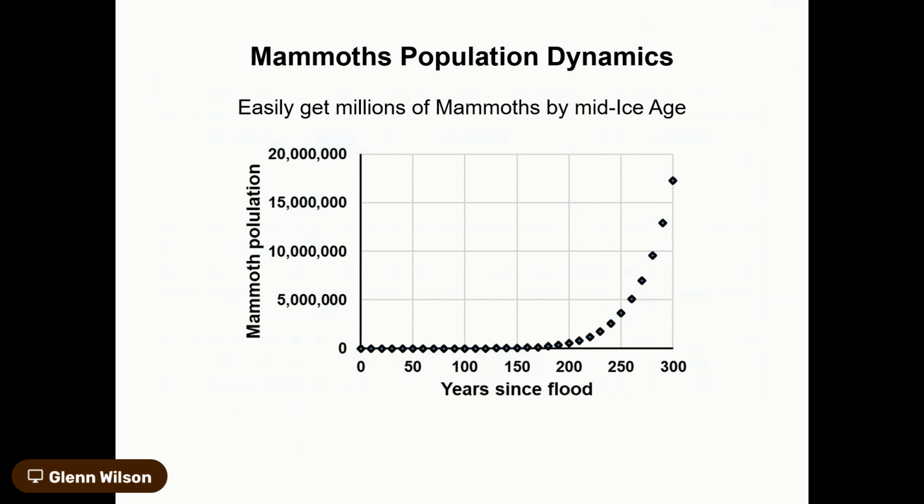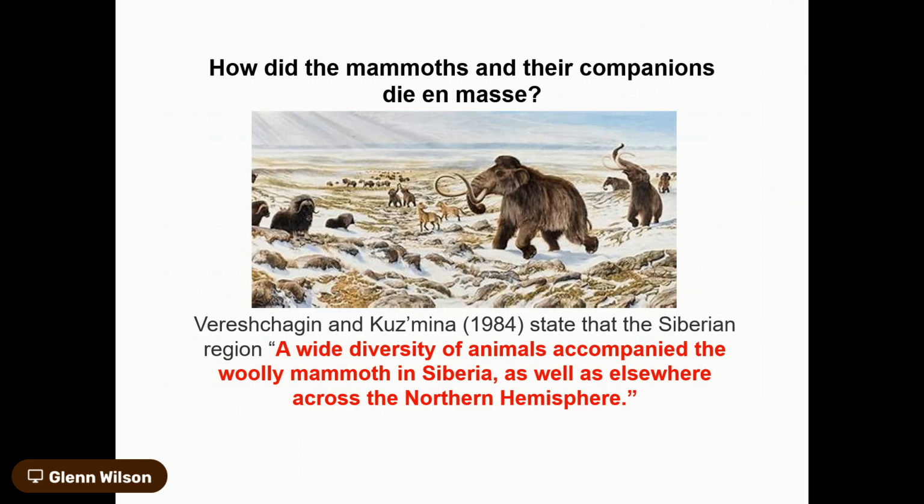The problem with this is, as I said, it doesn't include predation. Keep in mind, they also find that it's not just mammoths, that these areas of Siberia, the areas where there was this ice, had a wide diversity of animals, many that went extinct.